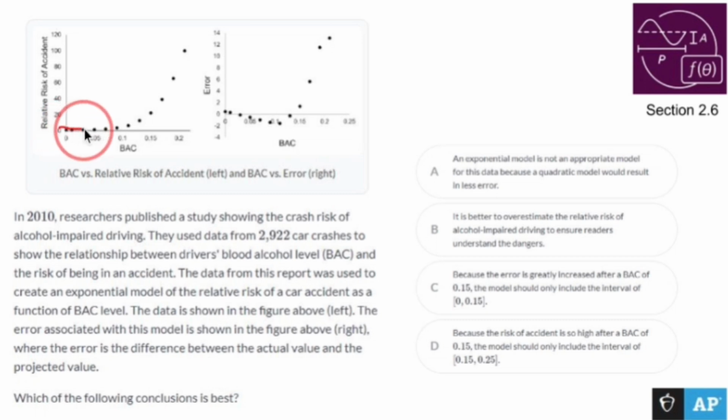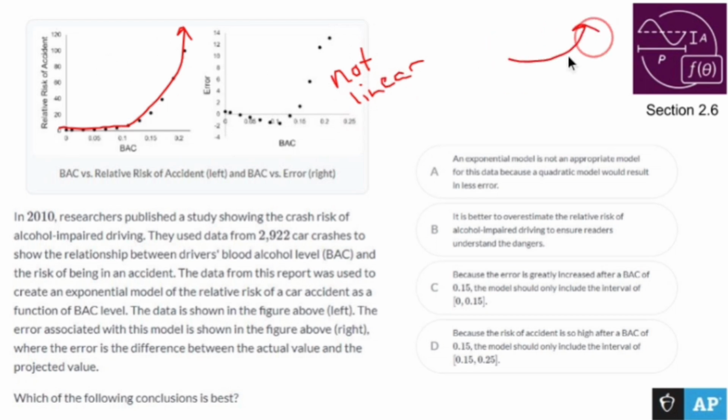Well, it looks like we have exponential, and our error seems to go really wacky whenever the blood alcohol is higher. Now, I would say, based off of this picture here, that you do have an exponential model. This picture shows a model, which means this picture is just not linear. If it shows an obvious pattern, it means not linear. Looking at the picture on the left, I know it's exponential because exponential looks like that.